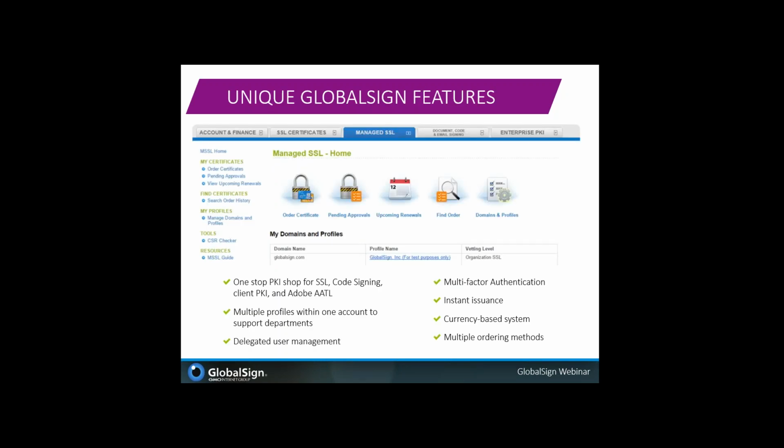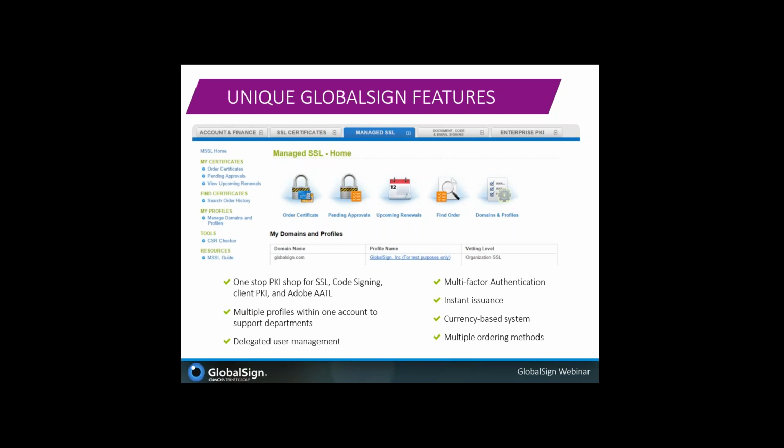Here's a view of GCC, and as you can see, we monitor and manage things other than SSL certificates. We have a one-stop PKI shop for SSL, code signing, client PKI, Adobe AATL, and for the products you have requested and you need to manage, you'll see different tabs across the top of your portal where you go to actually manage and order those types of certificates.